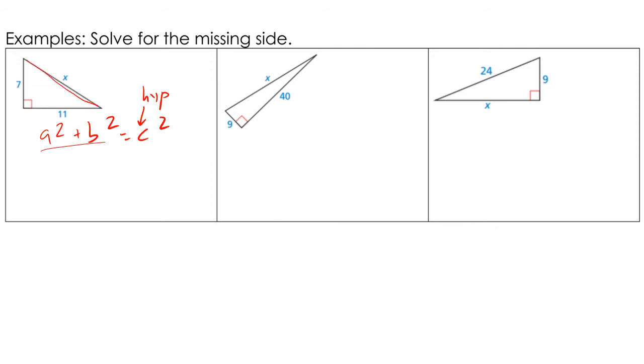So we're just going to plug in the numbers, and this one's pretty straightforward. We would take 7 squared plus 11 squared to equal our c squared. We have 49 plus 121, so our c squared is equal to 170. And then all we have to do is take the square root of 170, and we'll solve for the length of our side.